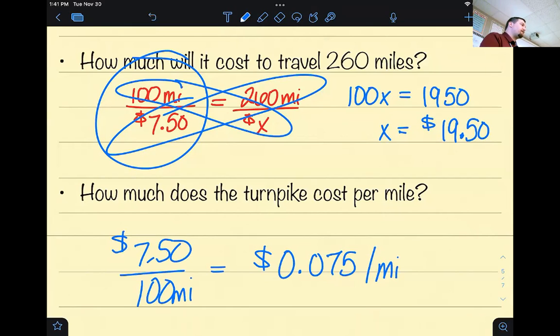I guess you would round it to 8 cents per mile, but we'll say 7.5 cents per mile. Wouldn't you round it to 8 cents per mile? That's not bad. I paid a lot more when I drove on Florida's Turnpike this fall break. So you guys are dismissed. Have a great day.